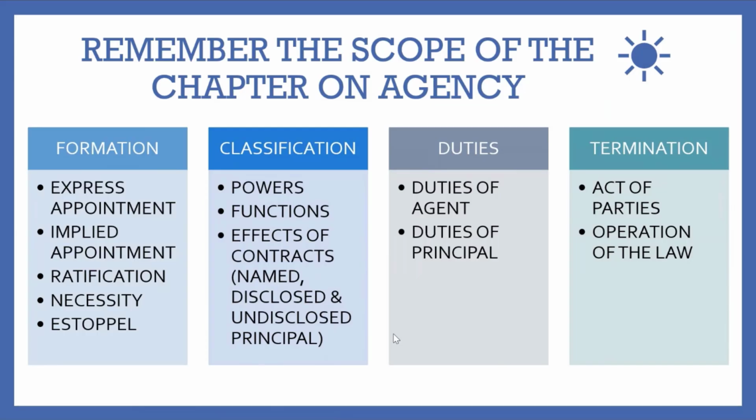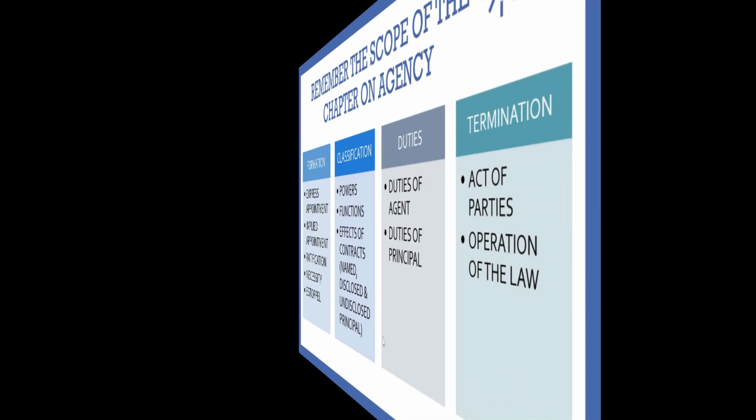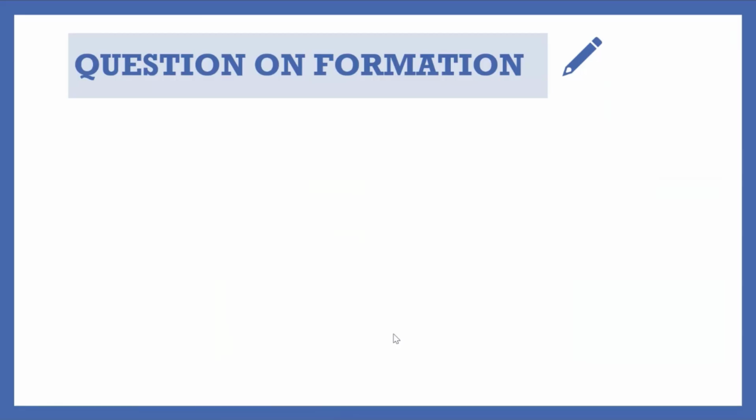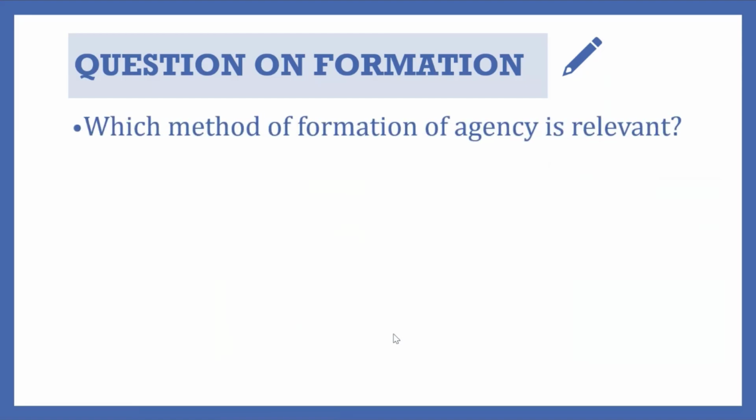So when you have this in your mind, then when you are faced with a question, you must know which scope, which part, which subtopic the question is about. So if the question is on formation of agency, you must ask yourself, which method of formation of agency is relevant? Because when you identify which method of formation of agency is the relevant one in the question, then your answer will be focused on that particular part of formation of agency. So you will not go off tangent, you will not explain about things which are not relevant.